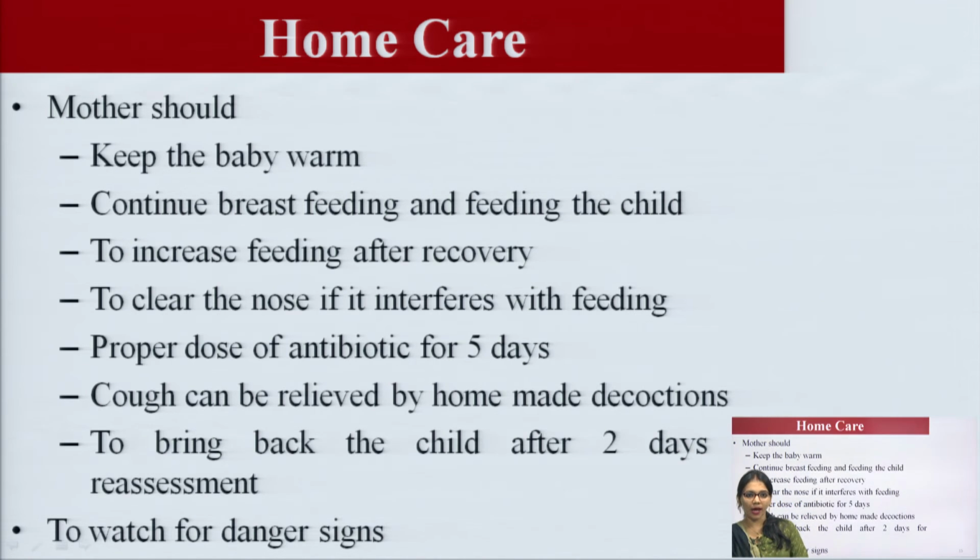and give the proper dosage of antibiotic for 5 days. As I told you, cotrimoxazole is the antibiotic given in pneumonia. The proper dosage of antibiotic should be given for 5 days, and cough can be relieved by homemade decoctions. Bring the child back after 2 days for reassessment and watch for the danger signs.